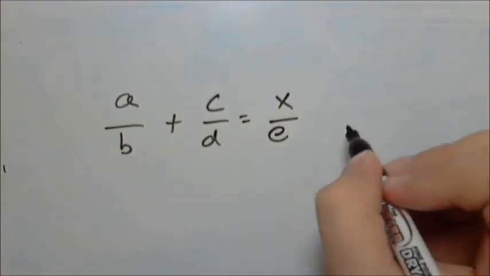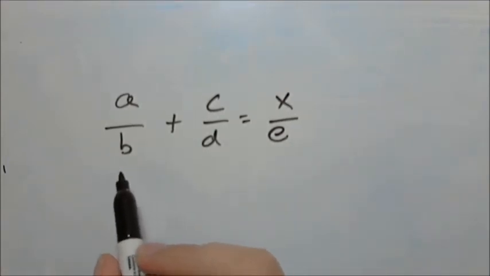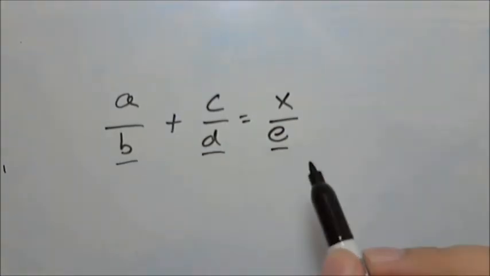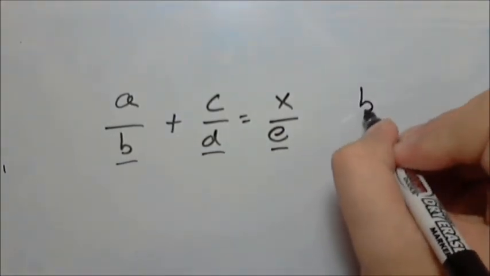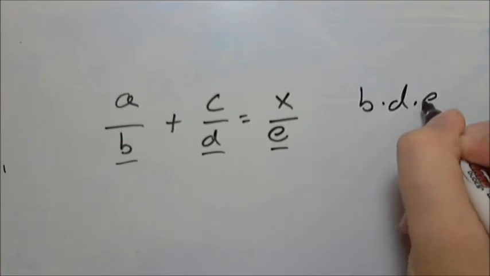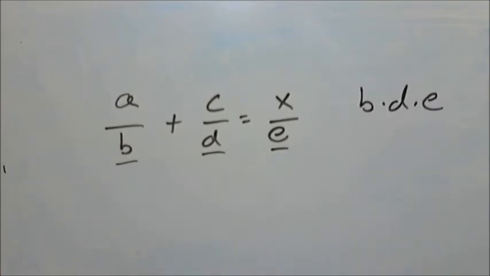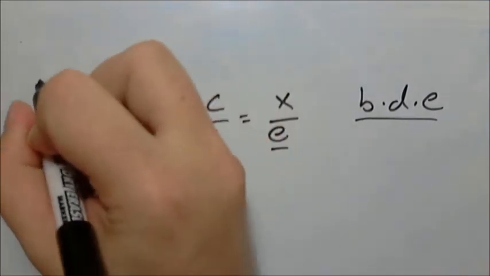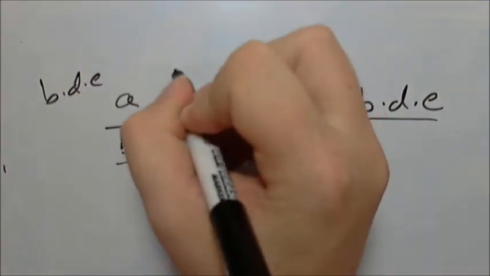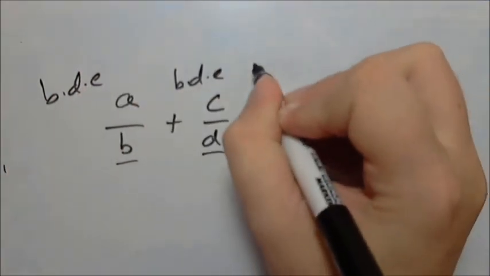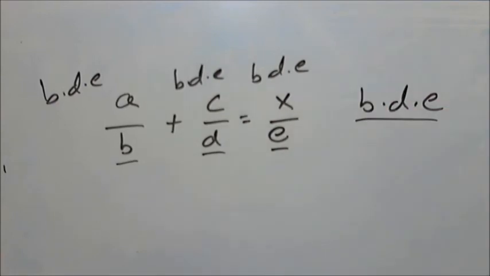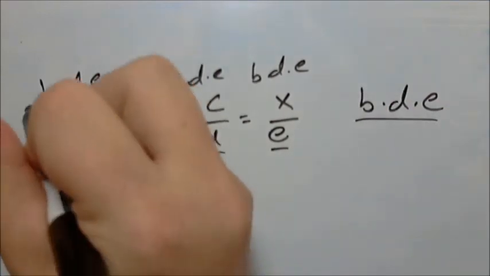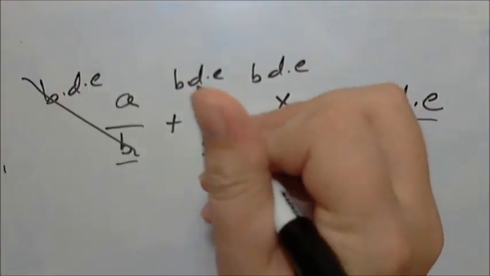So let's do our process. We've got to look for our unique denominators. We've got B times D times E. Well, what's B times D times E? It's B times D times E. They're letters. You can't combine them. Okay, so then we take these, we write them over here: B times D times E, B times D times E, B times D times E. Okay, again, crossing out the matching letters.